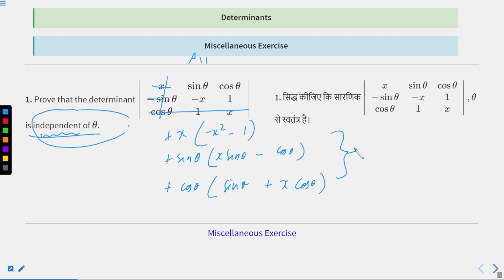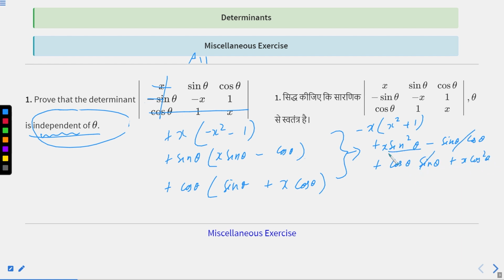Simple. Now from this, as you can see, you will have minus of x square plus 1, plus sin square theta, x sin square theta minus sin theta cos theta, plus cos theta sin theta. This is sin theta plus x cos square theta. This and this will be cancelled.